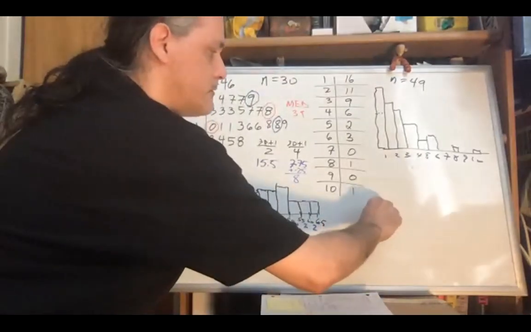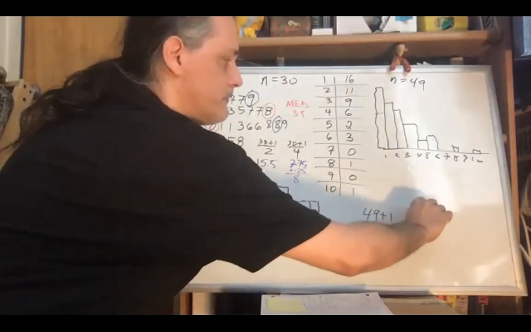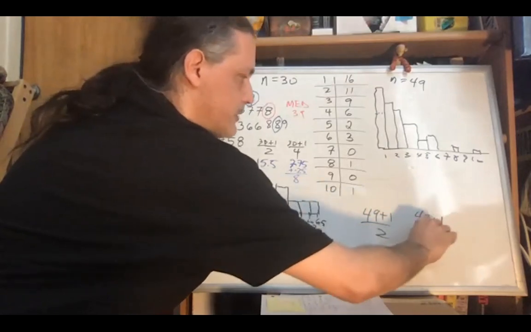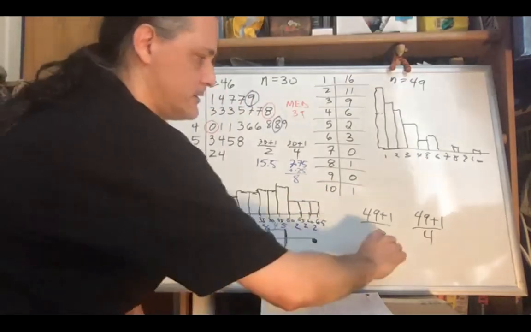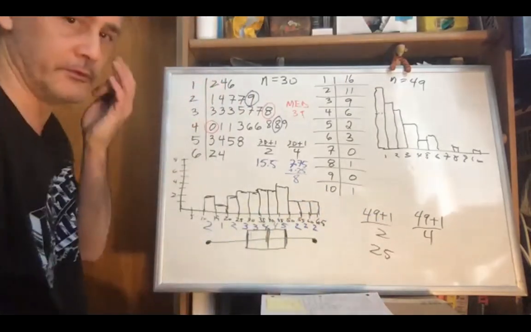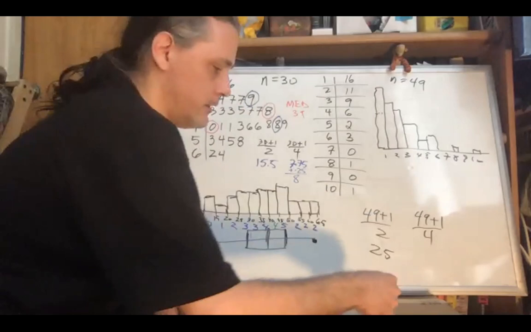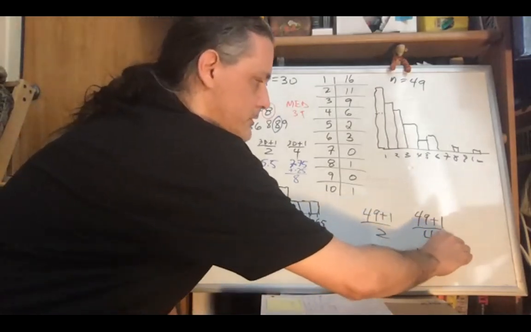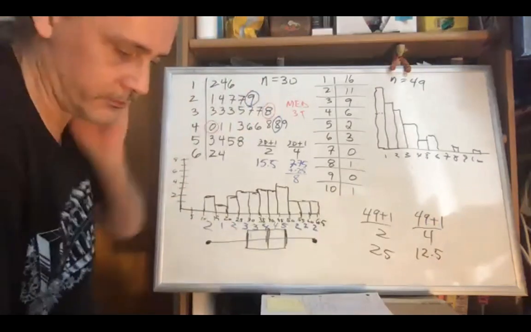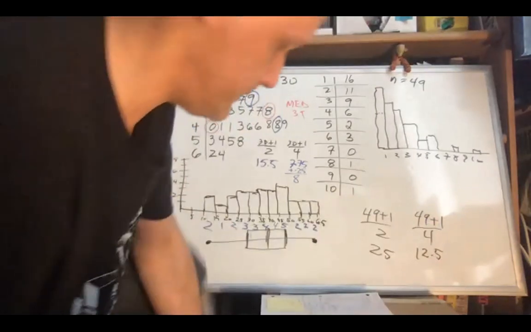49 plus 1 divided by 2, and 49 plus 1 divided by 4. Okay, and so when we do that, this is 25. So the 25th number is the median. And then here we're going to get 12.5. So in between the 12th and 13th number are the upper and lower quartiles.